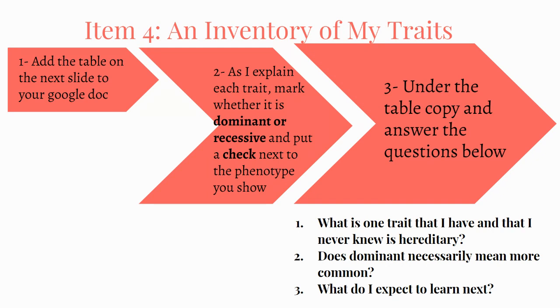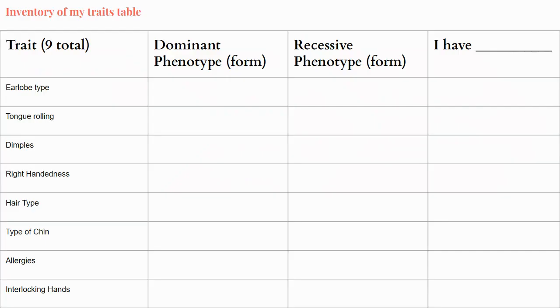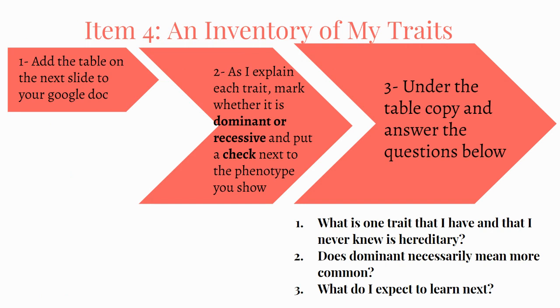So the first thing that we're going to do, we're going to add the table on the next slide to your Google Doc. So as you can see, the next slide has a table. If you want, you can pause that and add it to the Google Doc, or wait until I come back to it later. And then after that, I will be talking about each trait. You will mark whether it's dominant or recessive from my explanation. So make sure you're listening attentively. And then you're going to put a check, or type down which phenotype you show.